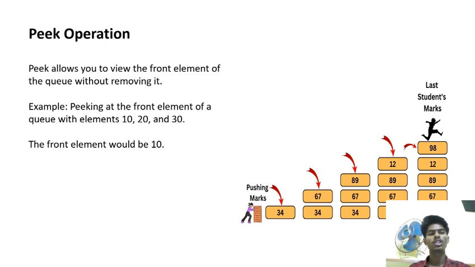Now we are discussing another operation in the queue, peek. The peek operation allows you to view the front element of the queue without removing it. If we want to know the front value, then we have to use the peek operation. Example, peeking at the front element of a queue with elements 10, 20 and 30. The front element would be 10.